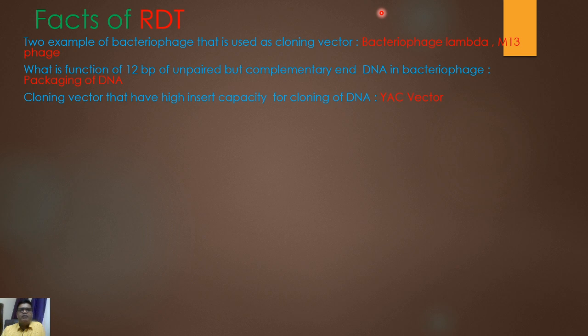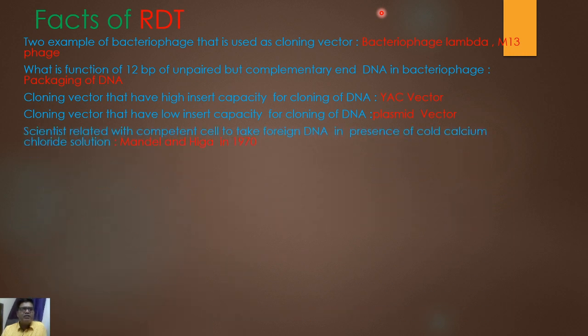Next, which cloning vector has the highest insert capacity for the cloning of foreign DNA? You can ask the question like this. Answer, that is YAC vector. Next, the vector that has the lowest insert capacity for the cloning of DNA can be either a plasmid or M13 bacteriophage.